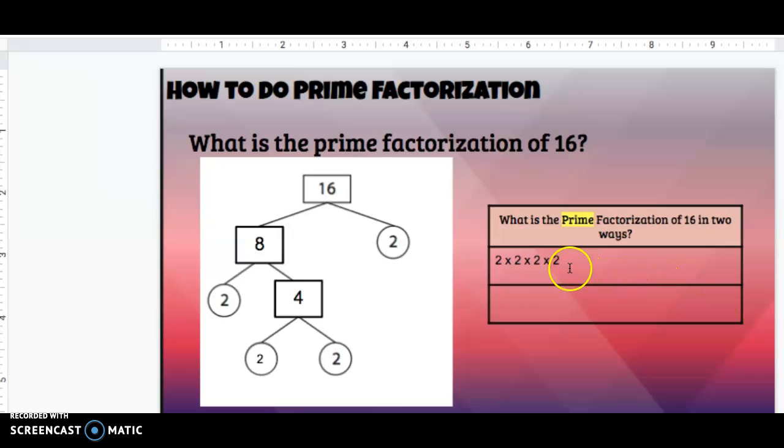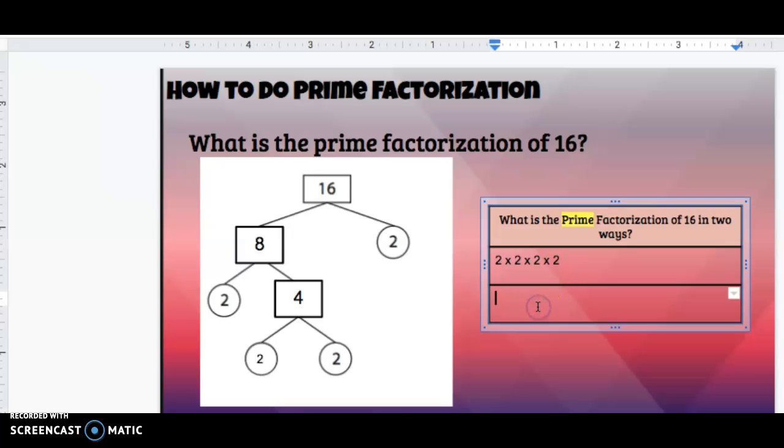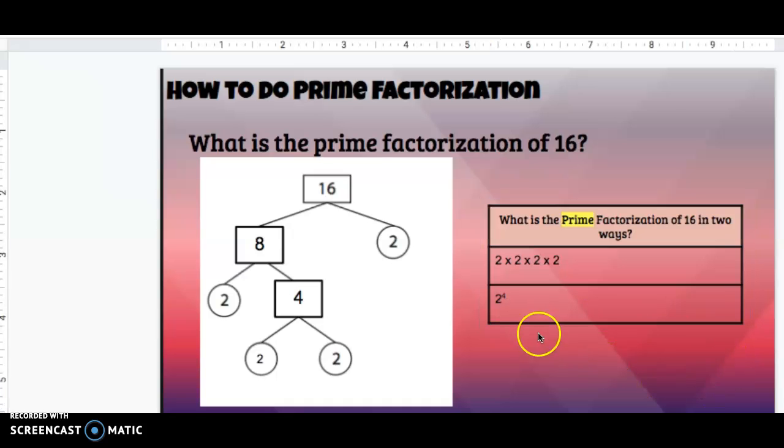But we had talked about, when we see 2 times 2 times 2, or repeated multiplication of the same number, we can write that a different way. The second way that we write this is 2 to the 4th power. Remember, there's 2 ways we can type this: you can write 2 caret 4, or 2 control period 4. Okay, so that's the other way you would write this. So that's how you prime factorize.